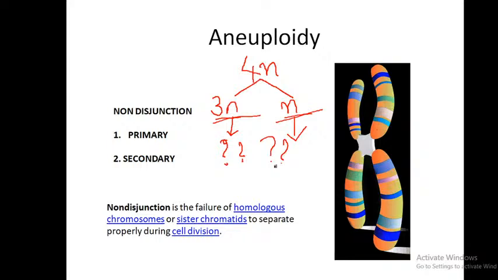Of the 4 gametes produced, 2 possess an extra number. See, one will have an extra number, and the other will have one less. 2 of the 4 gametes possess an extra number of the affected homologue and the remaining 2 have none of it. There is no balance.